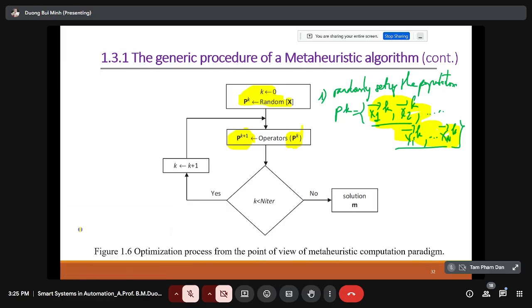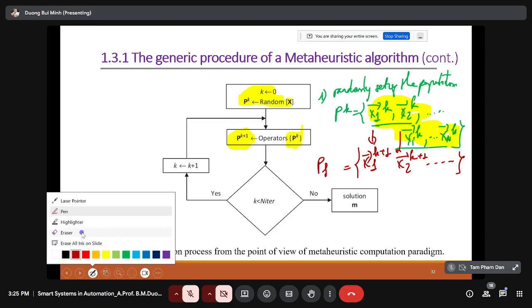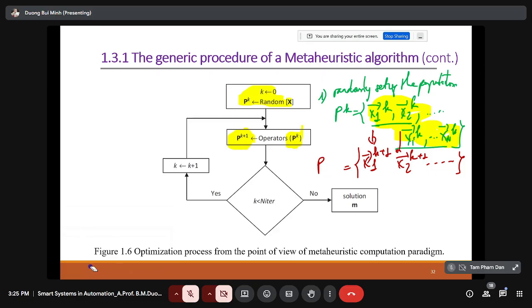For example, if I update x1 to become x1^(k+1), I update x2 to become x2^(k+1), and so on, then we can get the new population, right? We can get the new population k+1.